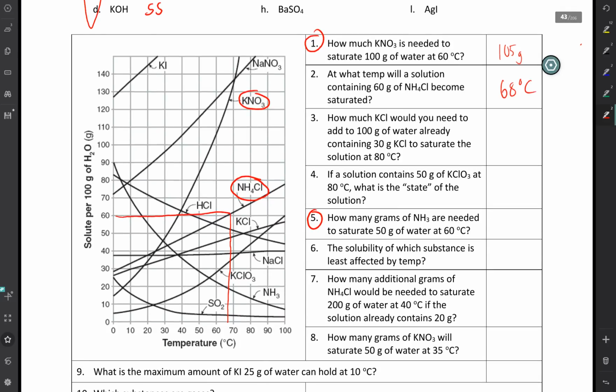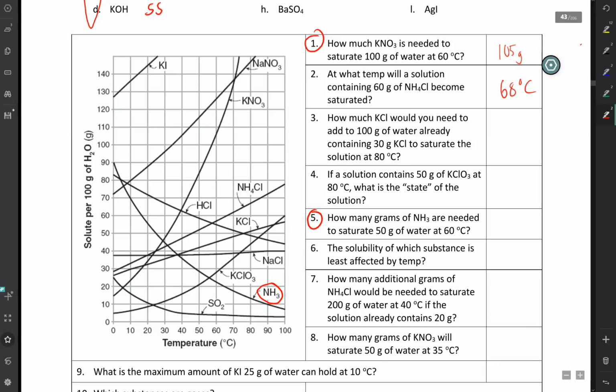All right, question number 5. How many grams of NH3, ammonia, are needed to saturate 50 grams of water at 60 degrees Celsius? Now you're probably getting sick of hearing me say it. Find your solute, ammonia, NH3. Oh, this is kind of weird. The curve is going down as temperature increases, so solubility decreases. What should that tell you? This means that ammonia is a gas, and sure enough, at room temperature, ammonia is absolutely a gas.